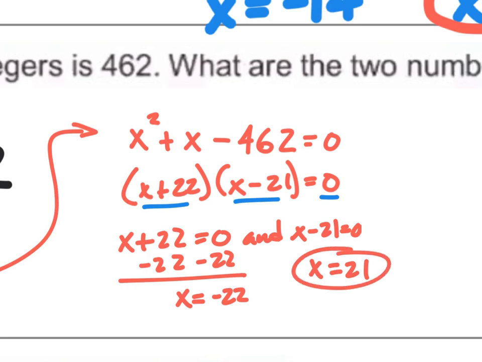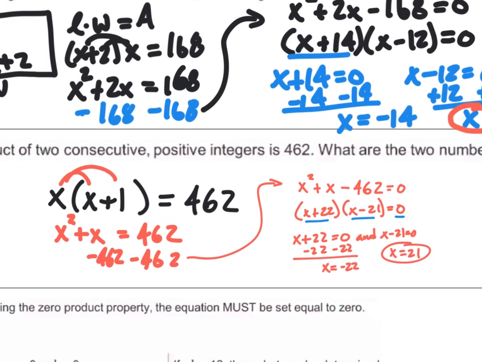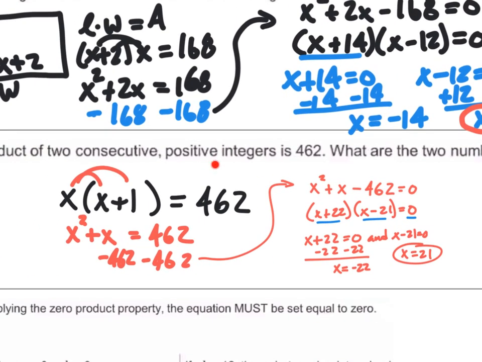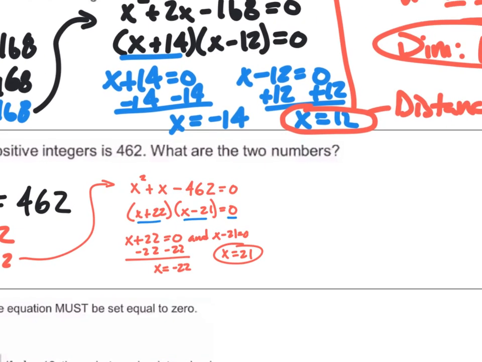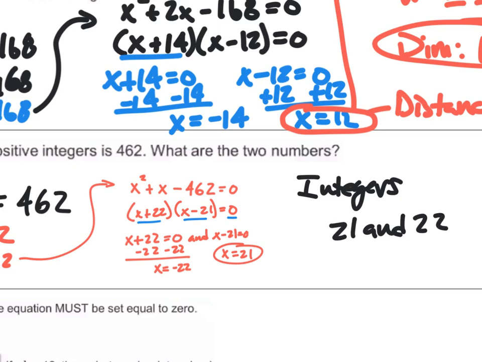So positive 21. Let's go back and look at the question. They have to be positive integers, so what I want to do is choose the number that's positive. So my answer, the integers that would make this true, would be 21 and 22. Those are the two numbers that we've got.